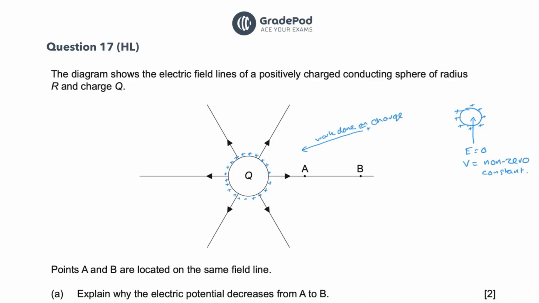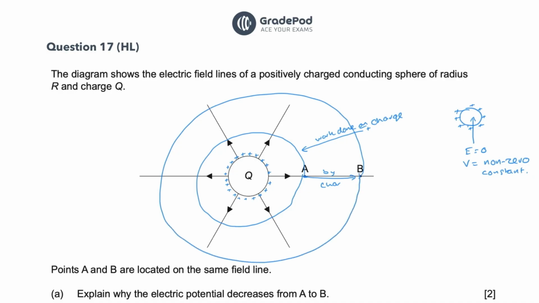However, if we're taking that positive test charge and move it in the opposite direction, work must be done by the charge. That means that the potential must be decreasing. Why is it decreasing? Well, at A, it sits on an equipotential surface here, and B sits on a different equipotential surface. And work is done when we move charges between equipotential surfaces.